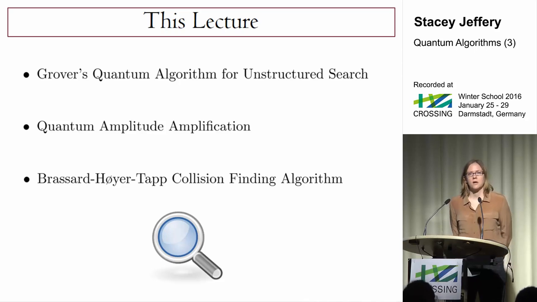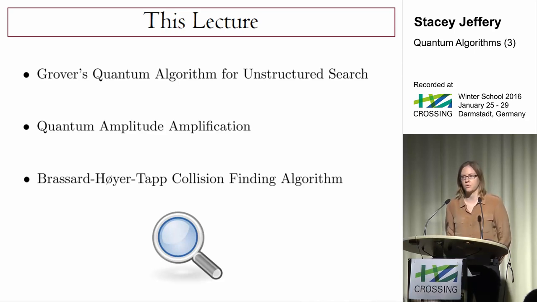In the second part of my talk, I will be describing a generalization of Grover's algorithm called amplitude amplification. This is a very important framework that allows you to get very generic speedups on certain kinds of classical algorithms. And then finally, I'll be giving some applications to the problem of finding collisions in hash functions, and I'll in particular be showing you an optimal quantum algorithm for finding a collision in any hash function, which is due to Brassard, Høyer, and Tapp. And this will give some examples of how you can apply amplitude amplification.